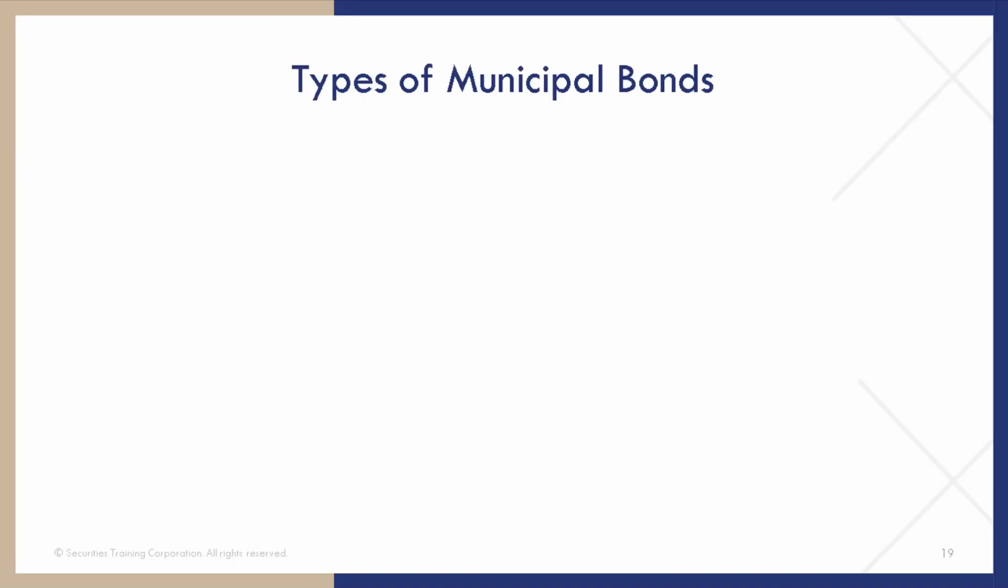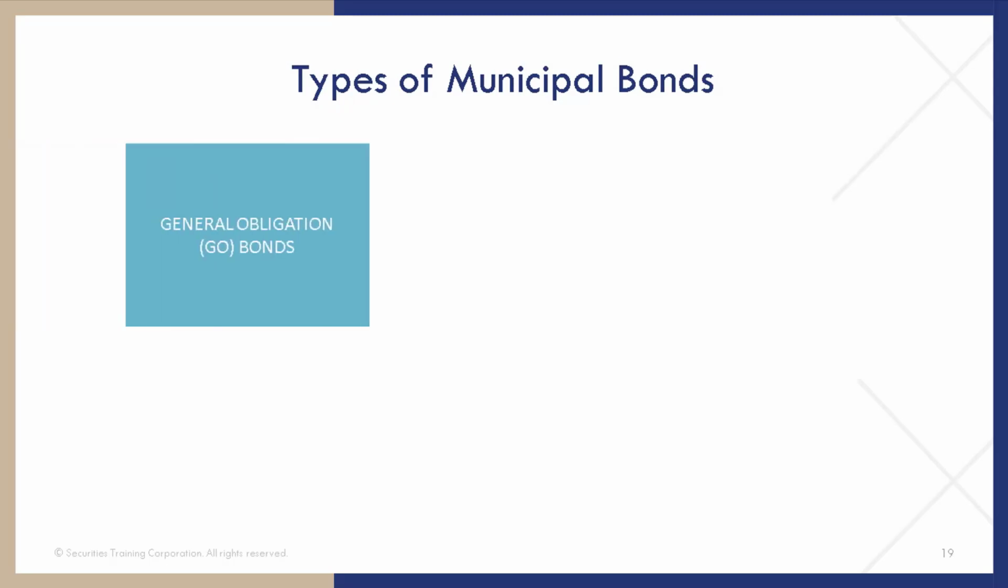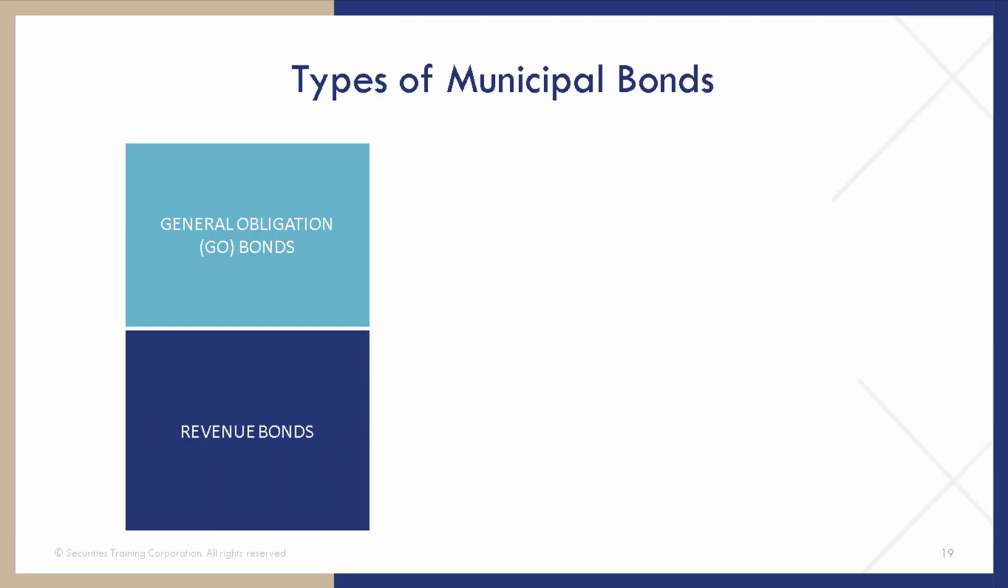Now, let's take a closer look at the types of municipal bonds. There's two major types of municipal bonds. There's general obligation bonds, quite often referred to as GOs, and there's revenue bonds. Let's take them one at a time.